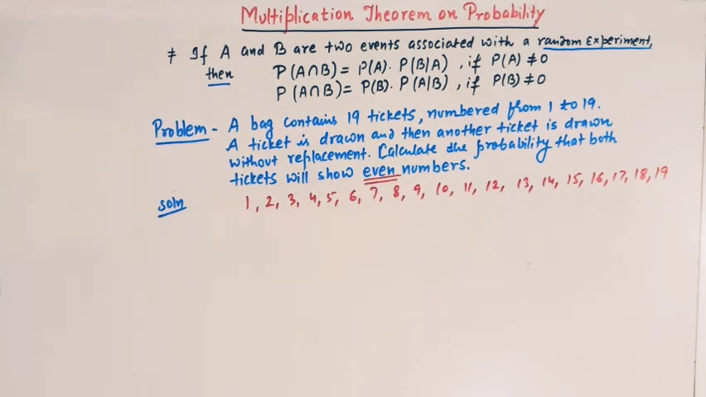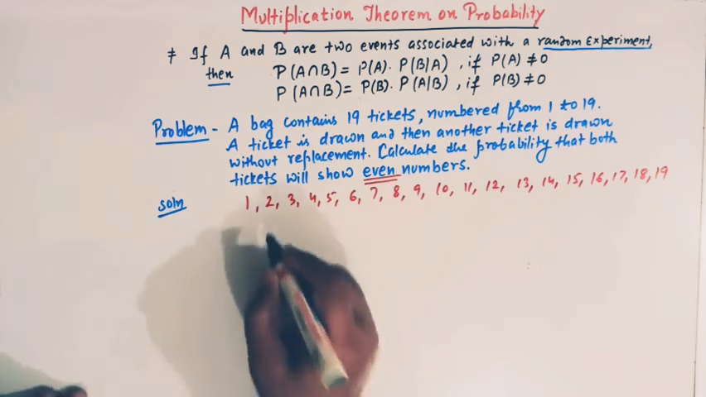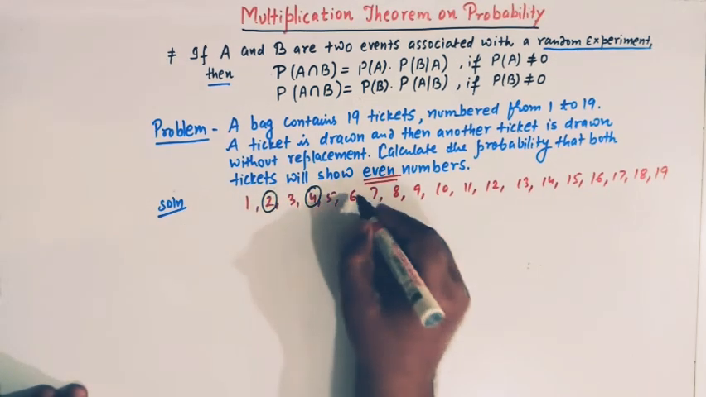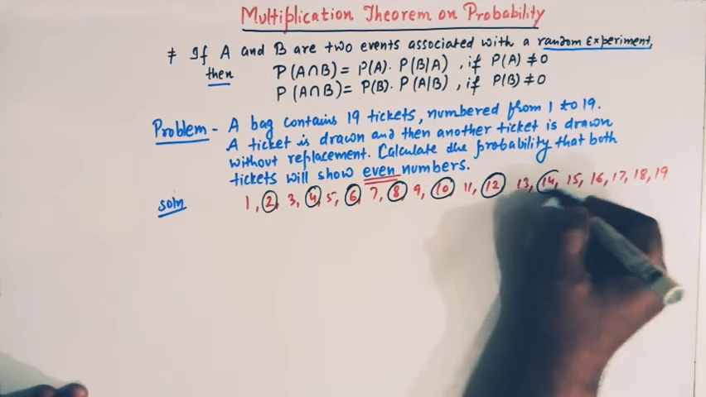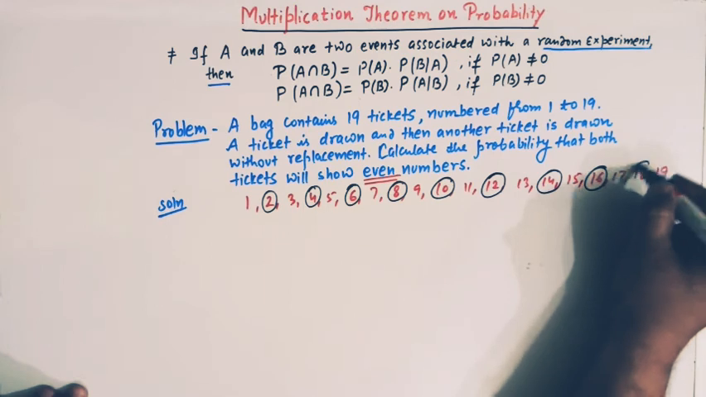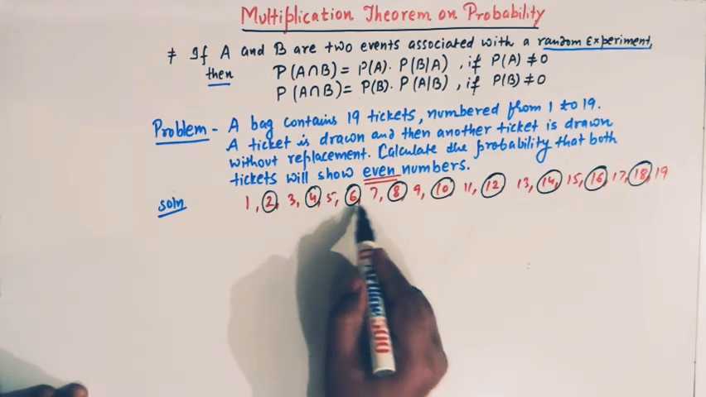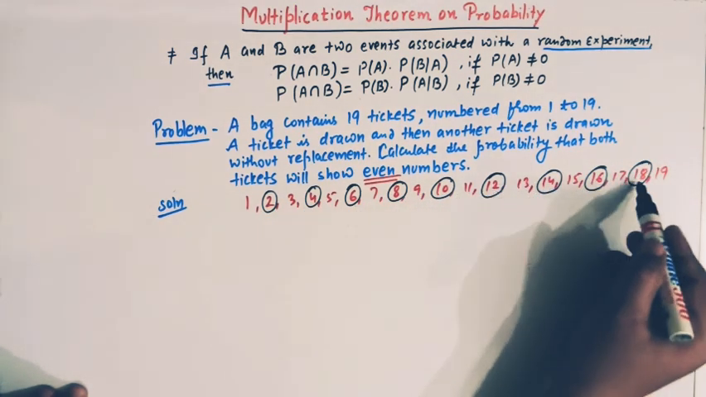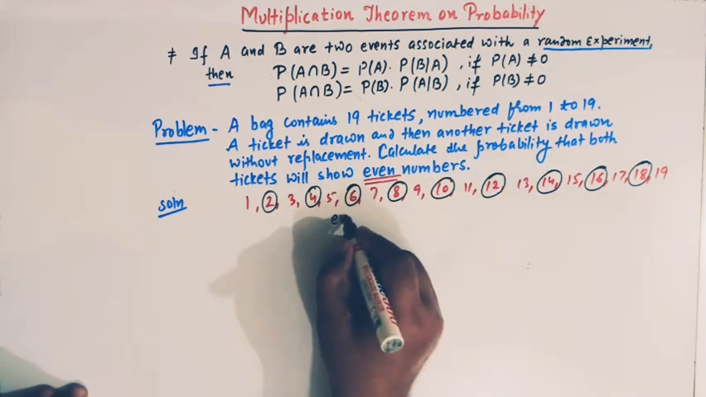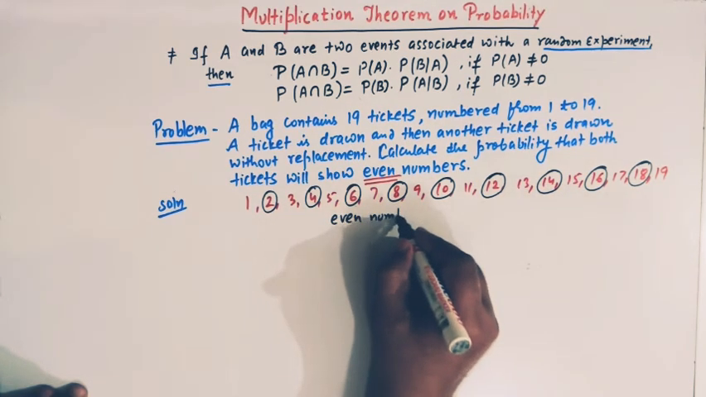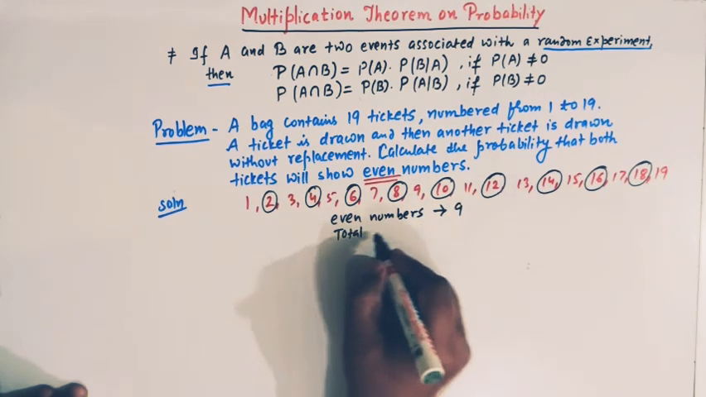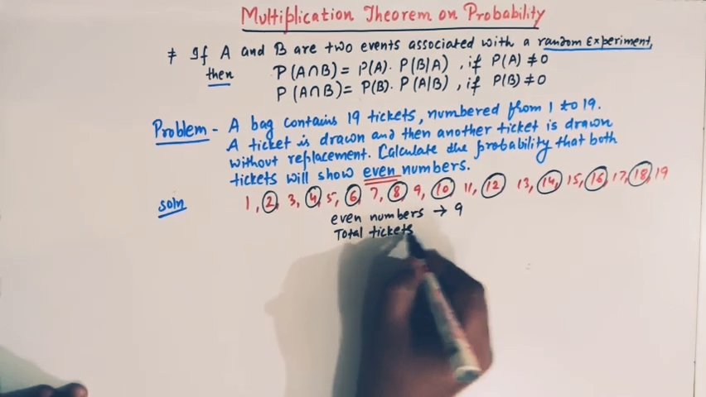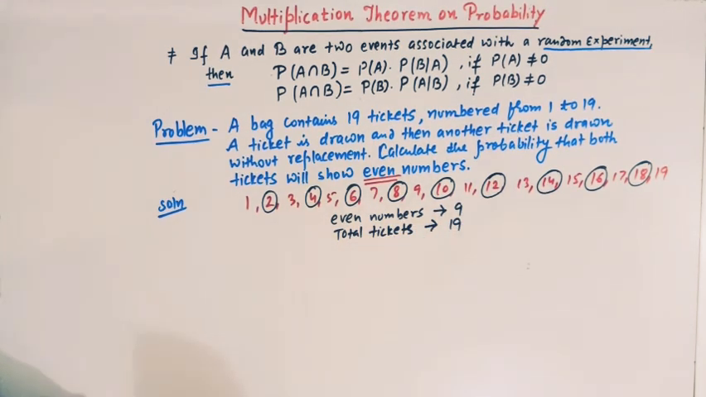So here the even numbers are 2 4 6 8 10 12 14 16 and 18. So 1 2 3 4 5 6 7 8 9. So here the total even numbers are 9, right? And total tickets are 19, right? So now let us take the events.